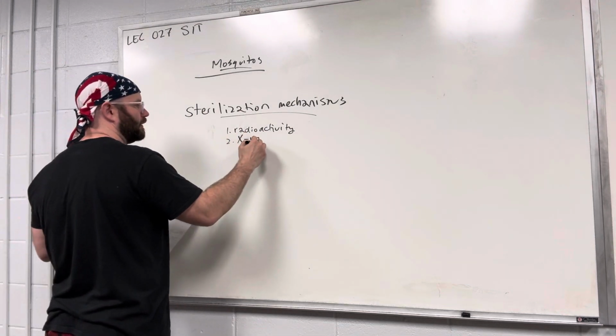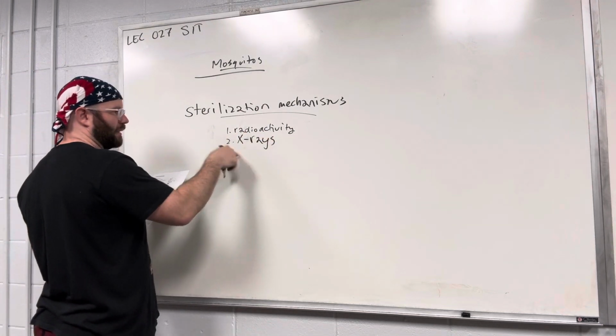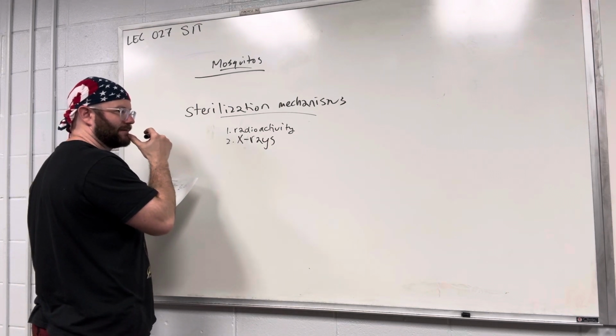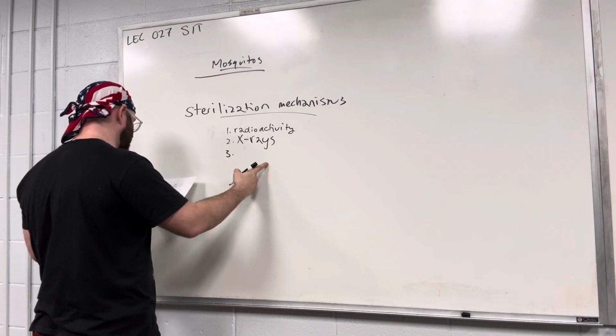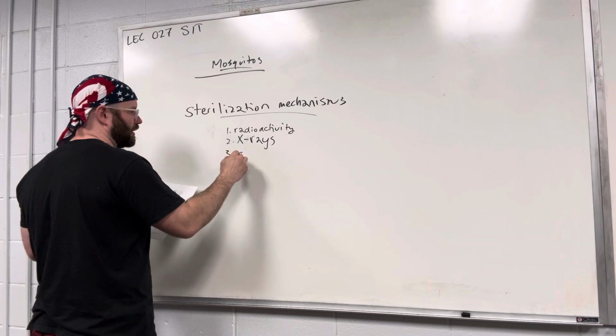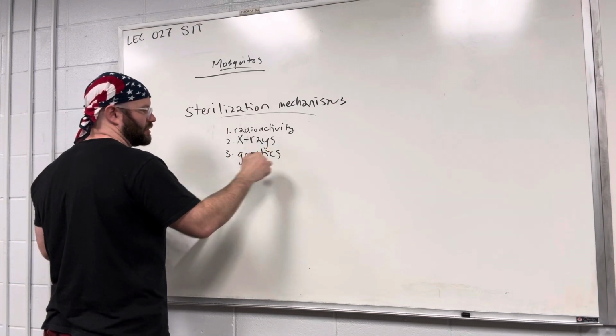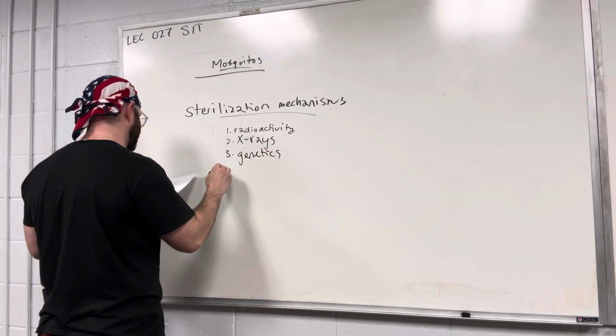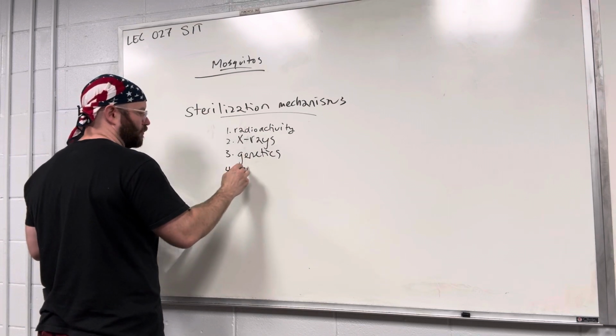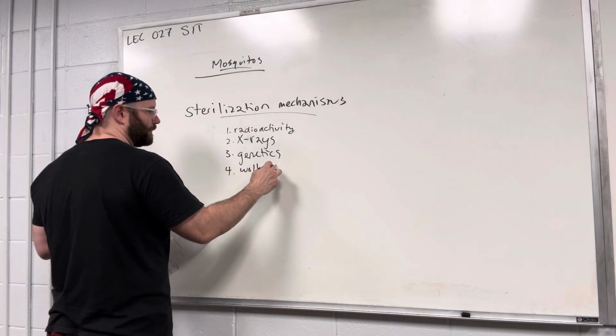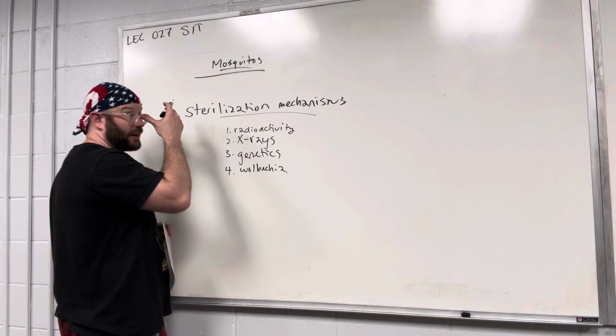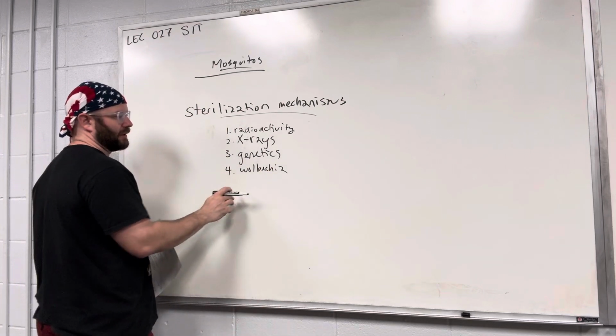X-rays are a little bit less damaging, but can also do sterilization. You can do genetics. So there are genetic ways to sterilize insects. Number 4 is Wolbachia. We haven't yet introduced Wolbachia. It'll probably be coming up in the next subsequent lectures.